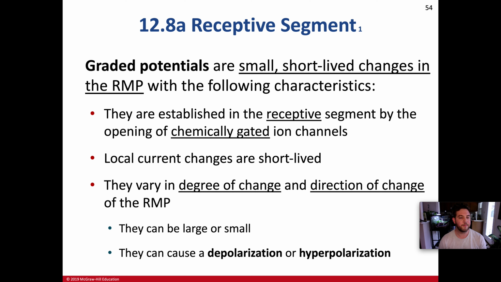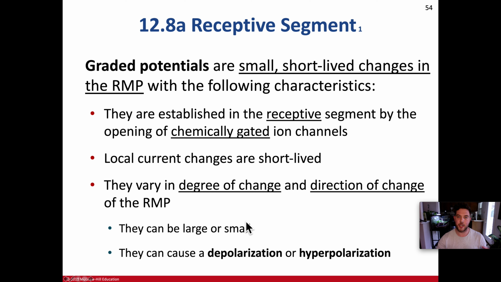So they're established in the receptive segment by the opening of chemically gated channels. Remember, there are only those chemically gated channels in the receptive segment. The local current changes only happen for a brief period of time, 10 to 15 milliseconds. And they vary in the degree of change and the direction of the change. That doesn't mean that it's going to go left or right, or up or down. It's talking about, is it going to be an inhibitory or an excitatory change? Is it going to depolarize or hyperpolarize the membrane?